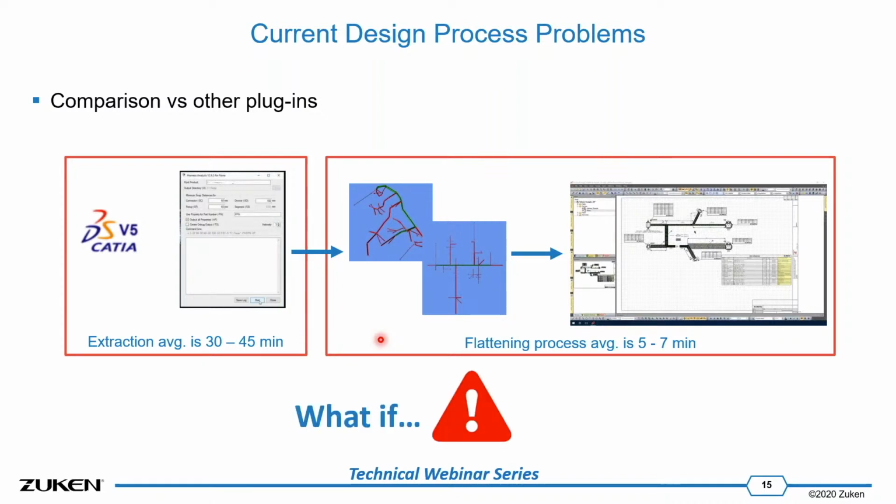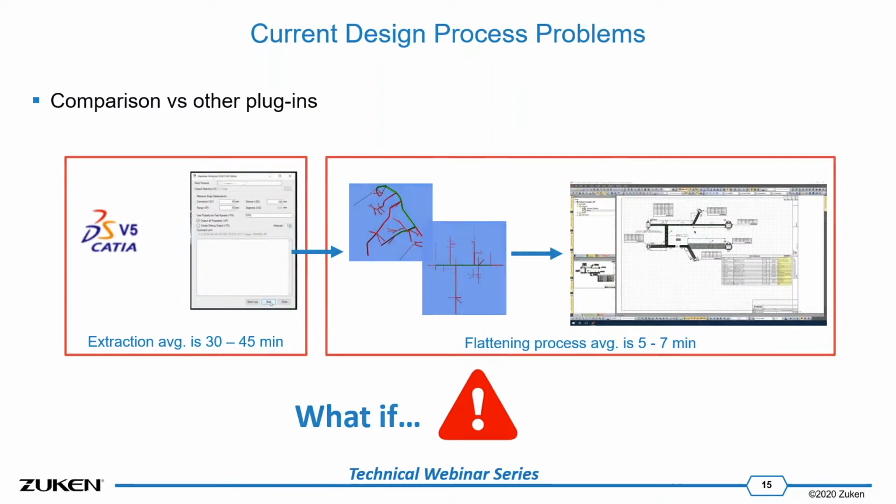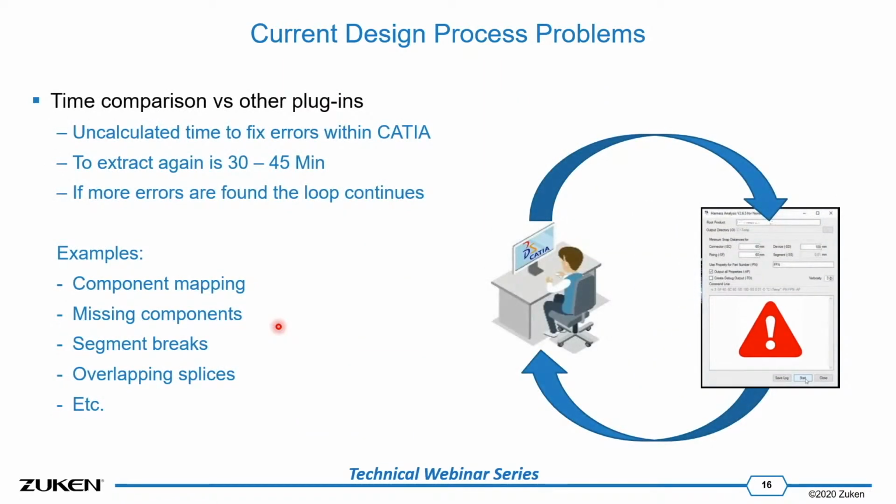Now, what happens when you have errors in this extraction process? Some examples of errors you might see are component mapping issues, missing components, segment breaks, overlapping splices, etc. When you do get an error, you have to go back to your MCAD engineer to make any design error fixes, and then you can re-extract. So you can see how this creates a loop of editing that data. If everything's not fixed on that first loop, you're rerunning that extraction process, and this time can add up very quickly.